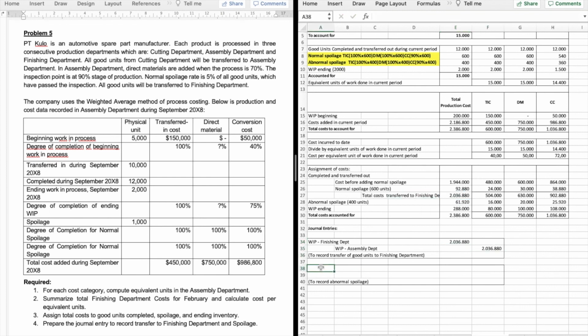Okay, and the abnormal spoilage, it's the same as in job costing. If you have the abnormal spoilage, then you will have to record the loss from abnormal spoilage. And in the credit side, it is work in process, assembly department. And for the number here, it is from the abnormal spoilage here, 61,920.